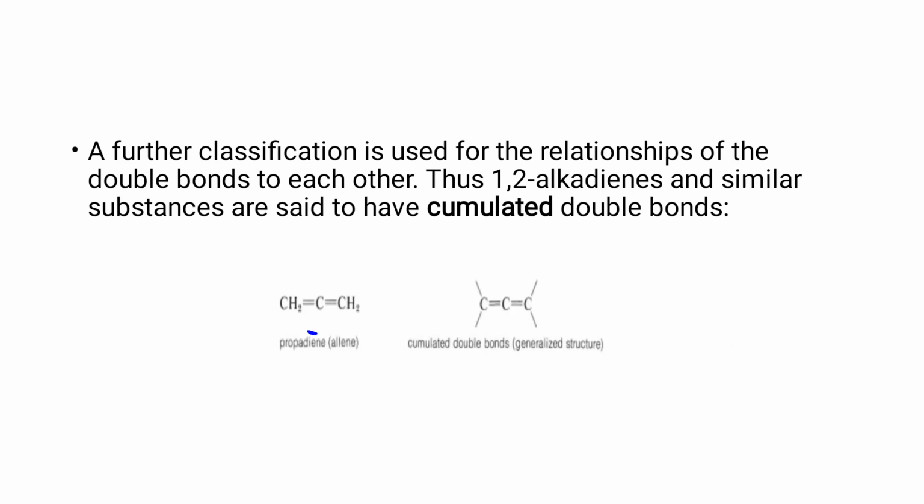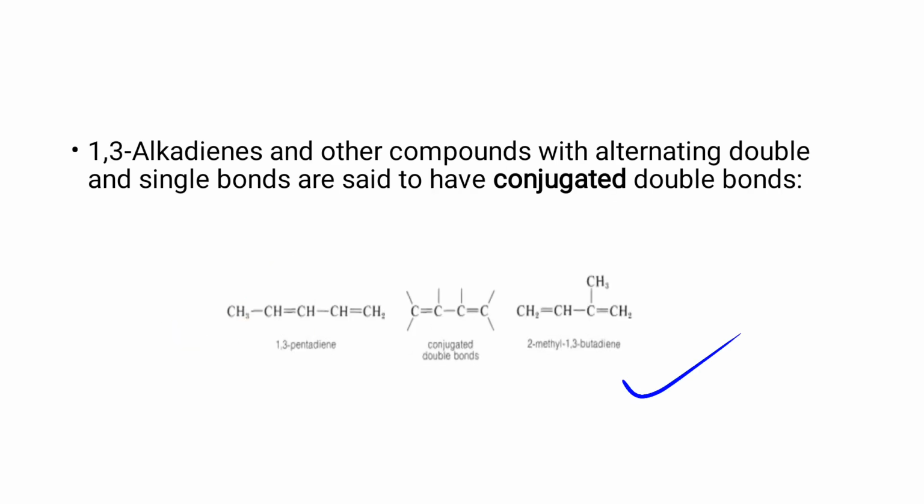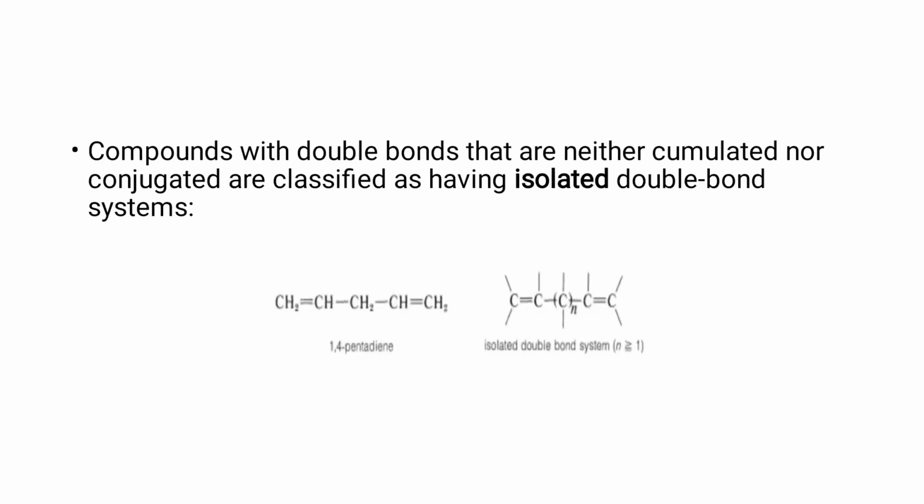In the cumulated double bond, the double bonds are adjacent to each other. But in the conjugated double bond, the double bonds are separated by only one single bond. That is the 1,3-alkadiene. But in isolated double bonds, the double bonds are separated by two or more single bonds.